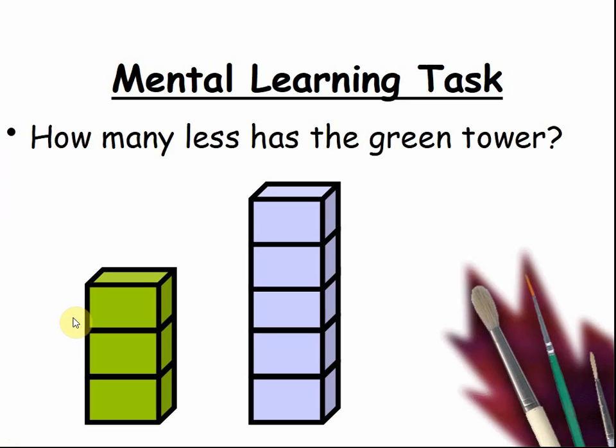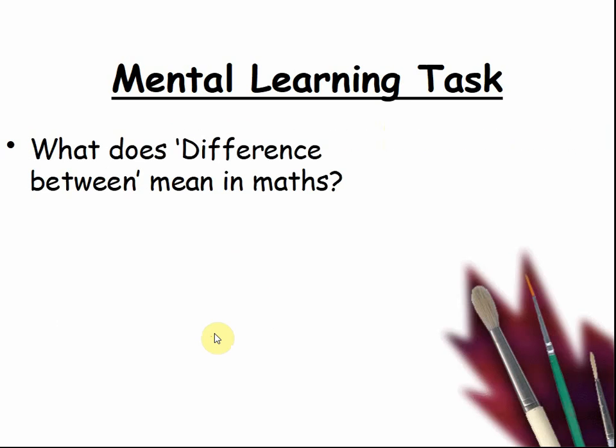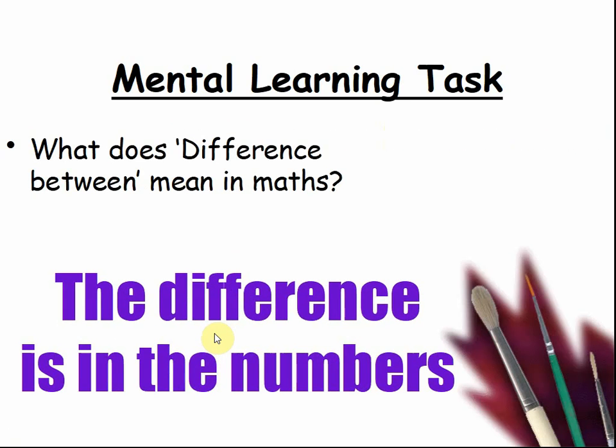So it has a difference of 2. What is the difference between them? It is a difference of 2. 1, 2. What does difference between mean in maths? The difference is in the numbers. When we were looking at the towers, we were talking about the difference in numbers, not the difference in colour or shape or volume. It is all to do with the numbers.